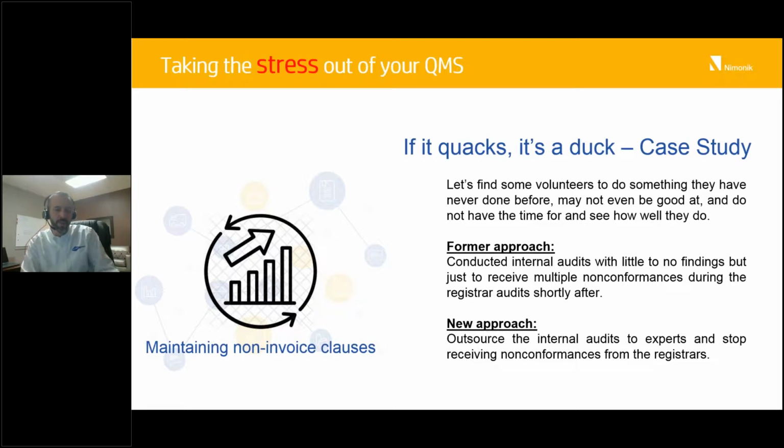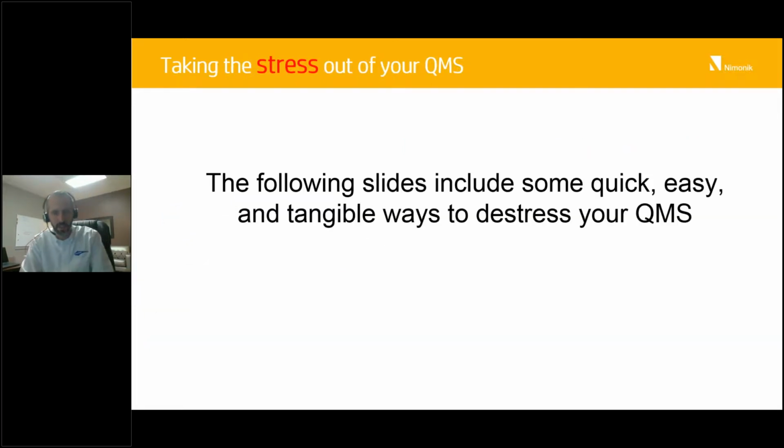And over a 3-year period, they've decreased from 12 to 15 nonconformances a year in their registrar audit down to about 3 to 4. And it's because they brought in an expert as an auditor to do their internal auditing on their behalf. So that's the internal auditing section.